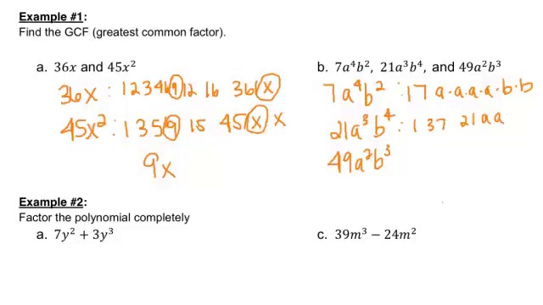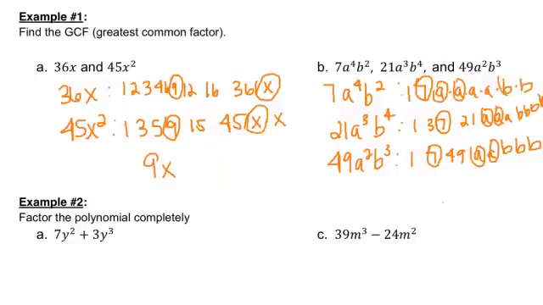We have 3 a's and 4 b's. And then lastly, 49, we have 1 and 49, and 7 times 7. We have 2 a's and 3 b's. So again, we're looking for common things that they have. Notice they have a common 7. They also have 2 a's in common and 2 b's. So our greatest common factor is 7a squared b squared.